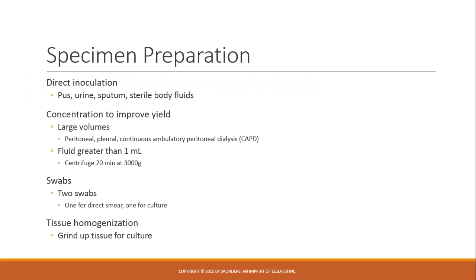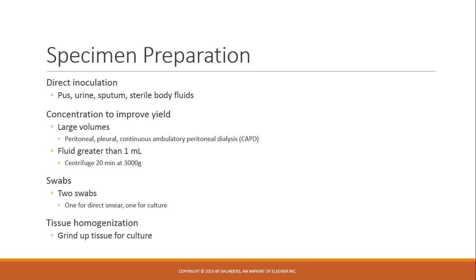So, specimen preparation: direct inoculation. These are the different sample types that you will plate directly on your plate, just like we did last week, when we took a swab and put it at 12 o'clock on our plate. Pus, urine, sputum, bodily fluids, you would do the exact same thing. You put the sample right on the plate and streak it out using your quadrant streak to isolate. If it's a liquid and there are large volumes, then you want to centrifuge it. Swabs, if you have swabs, hopefully you'll have two. One is used for the direct smear and one is used for the culture.